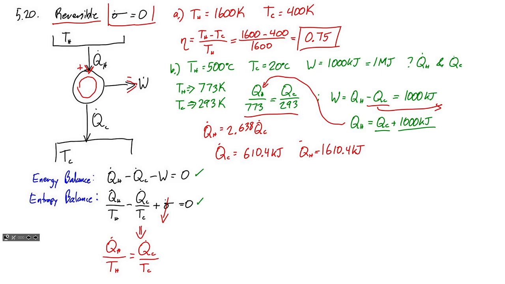If you wrote your energy balance right, then your energy balance should sum to zero, right? So if I take my QH, which is 1610.4, and I subtract the QC, which is right here, 610.4, and then I subtract again, just following the energy balance equation, my 1,000 kilojoules that's given in the problem, I think you can see what's going to happen here. Of course, it will equal zero. This is a true statement.